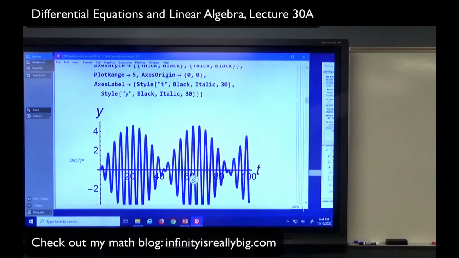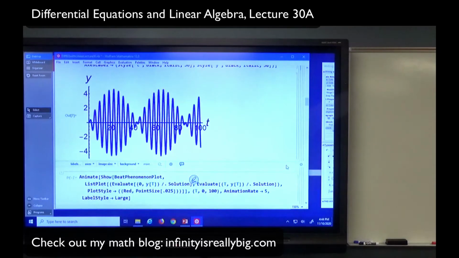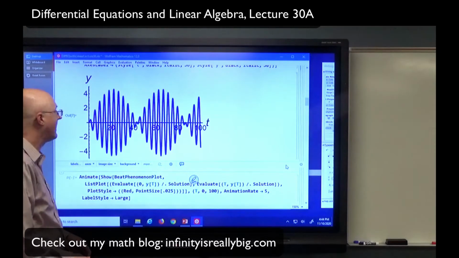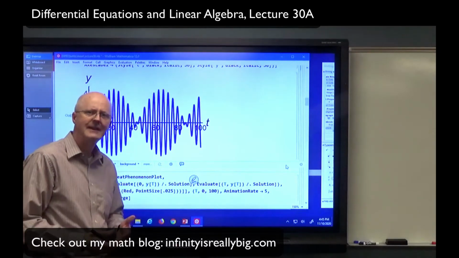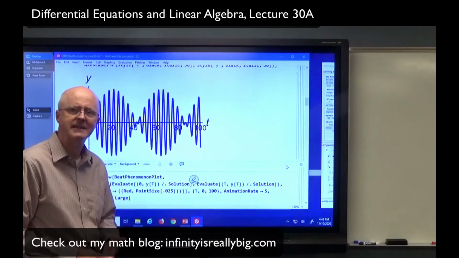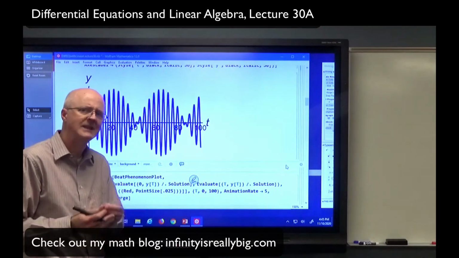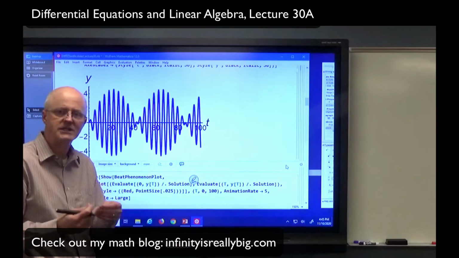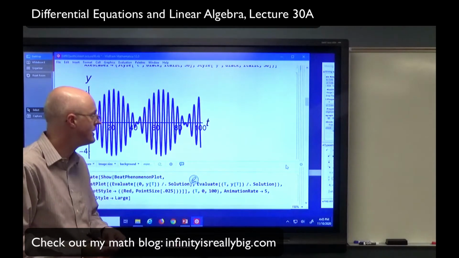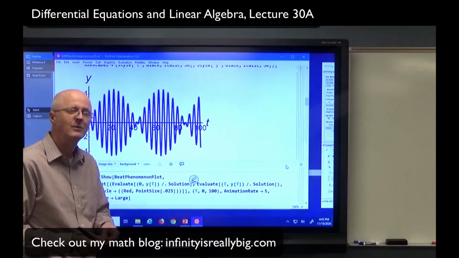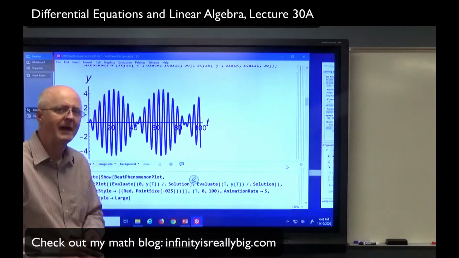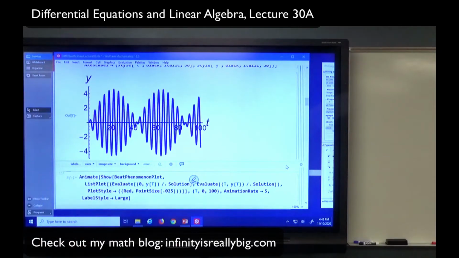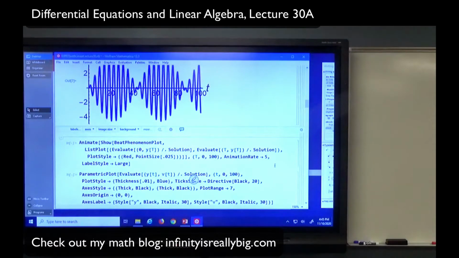And there it is. This is one of the pictures that I showed you in lecture 29a of the beat phenomenon in the case where omega was 1.56 and q, which is essentially the Hooke's law constant, was 2. Square root of 2 is about 1.4, which is pretty close to omega. This is when you get the beat phenomenon. And we are seeing it here with a numerical approximation.